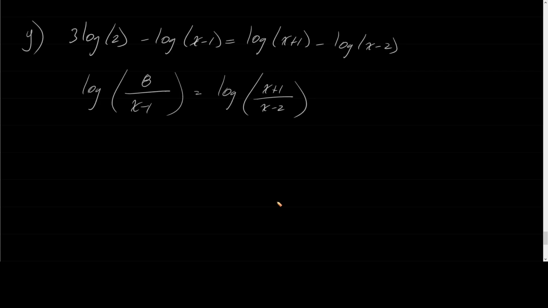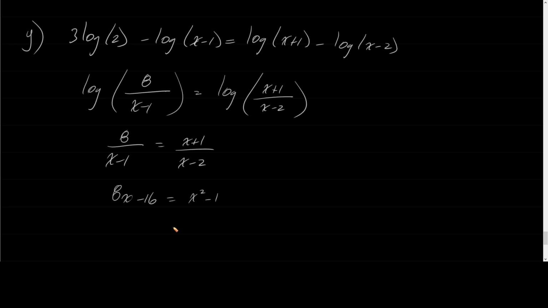At that point, I've just got log on both sides. So I can ignore the logs and set the insides equal to each other, which gives me now, well, x minus 2, so I'm going to cross multiply. So x minus 2 times 8 is 8x minus 16. x minus 1 times x plus 1, well, that's the difference of squares, right? Because I've got the product of conjugates. The product of conjugates is the difference of squares.